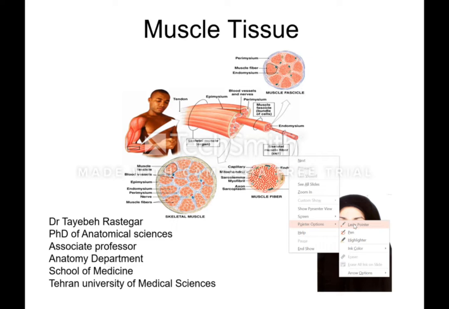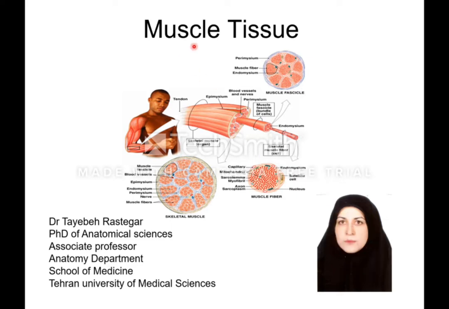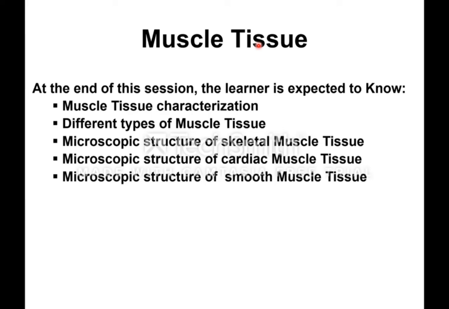Our topic for today is about the muscle tissue, that is another type of main tissue in the human body. In this session, we should know about the muscle tissue characterization, different types of muscle tissue, and microscopic structures of different types of muscle tissue as skeletal muscle, cardiac muscle, and smooth muscle.